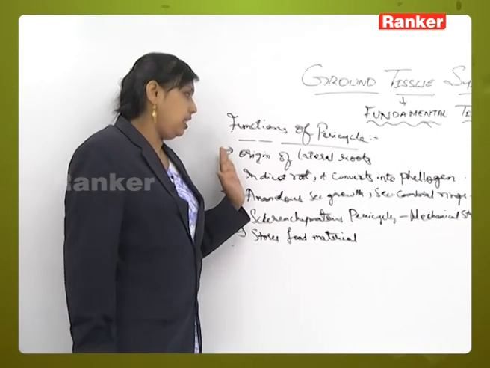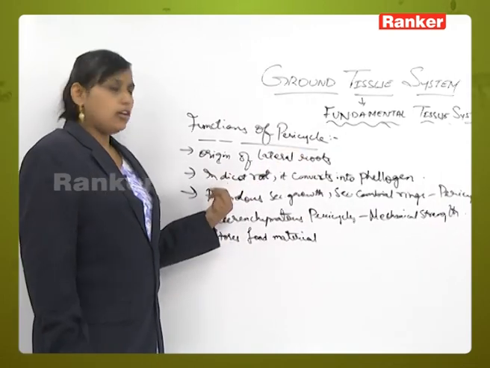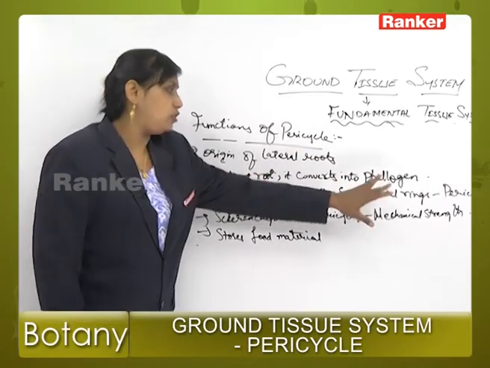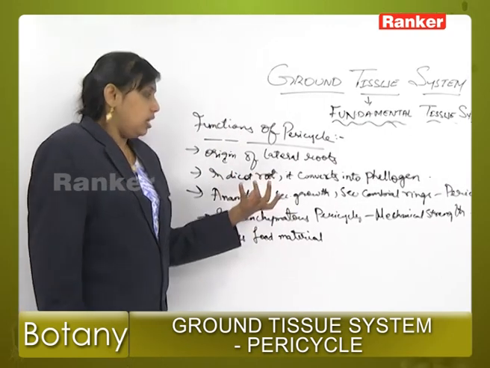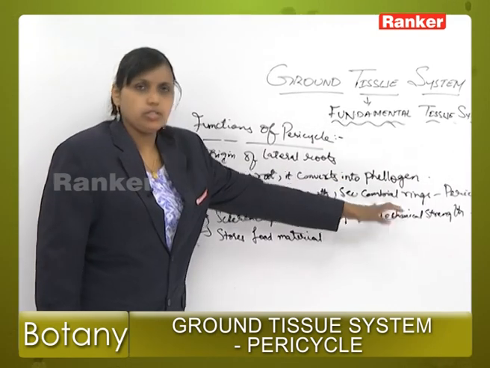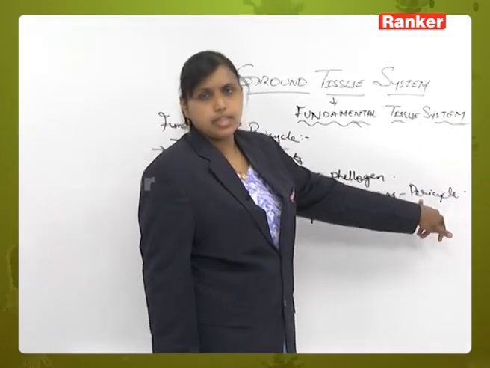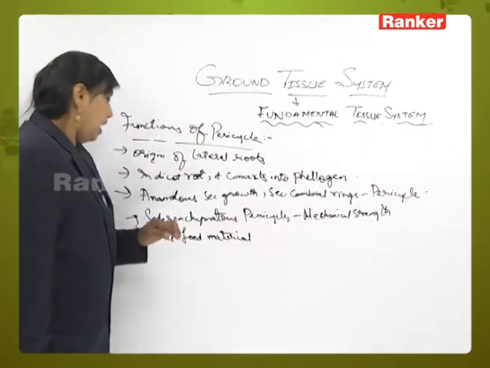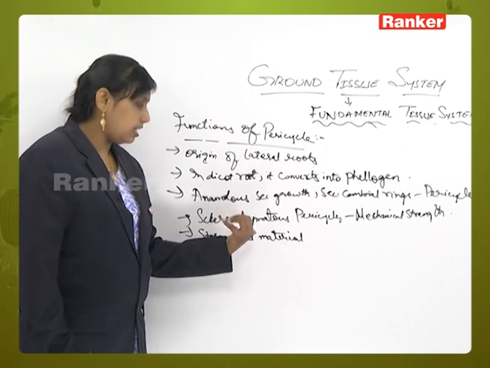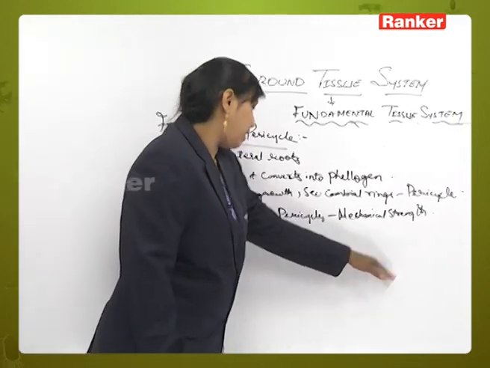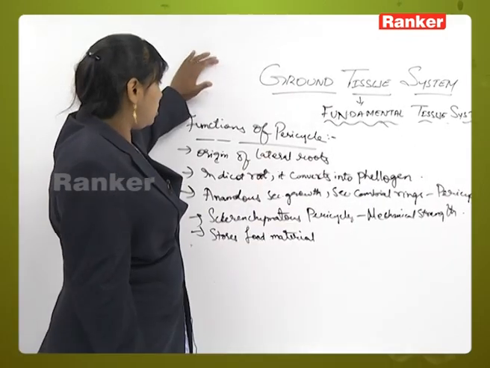So basically pericycle is the basic place where the origin of lateral roots occurs. In dicot root, at the time of secondary growth, it gets converted into phellogen, and in some plant parts where there is anomalous secondary growth, you can also see the occurrence of secondary cambial rings. So how do these secondary cambial rings form? They may be formed with the help of pericycle. Some pericycle have sclerenchymatous cells in them, so those pericycles with sclerenchymatous tissue will give mechanical strength to the plant body, and the pericycle is also useful for the storage of food material. So this is about pericycle.